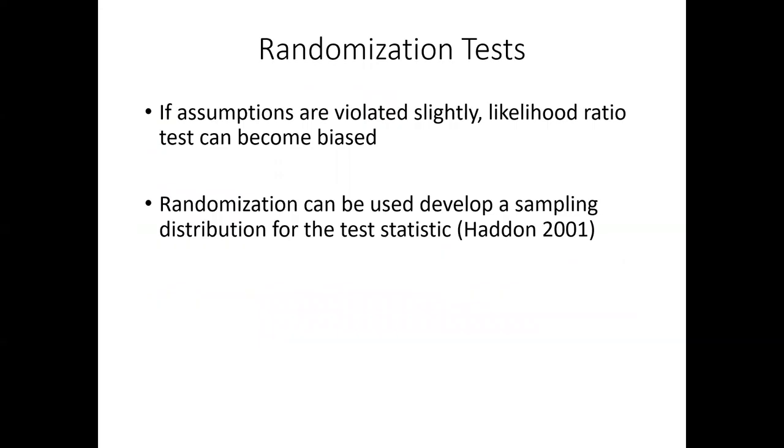Just one final thing: sometimes some of these assumptions may be slightly violated, and from what I've read, that could impact the assumptions of the likelihood ratio tests and their accuracy as well. So there's another method, which I used once in the past, where you can develop randomization tests. What this does is develop what the null distribution of a test statistic should be when there's no difference, and then you can compare it to an observed test statistic to determine if there's any significance.